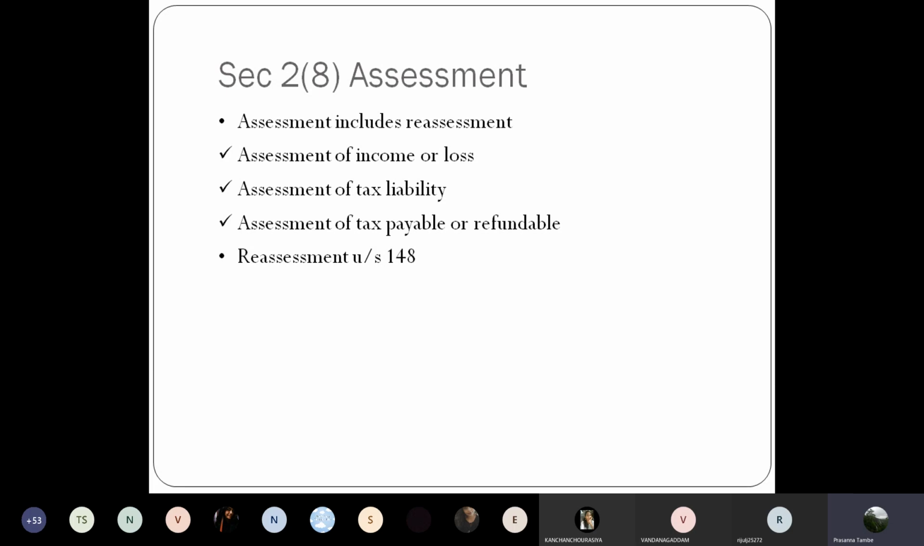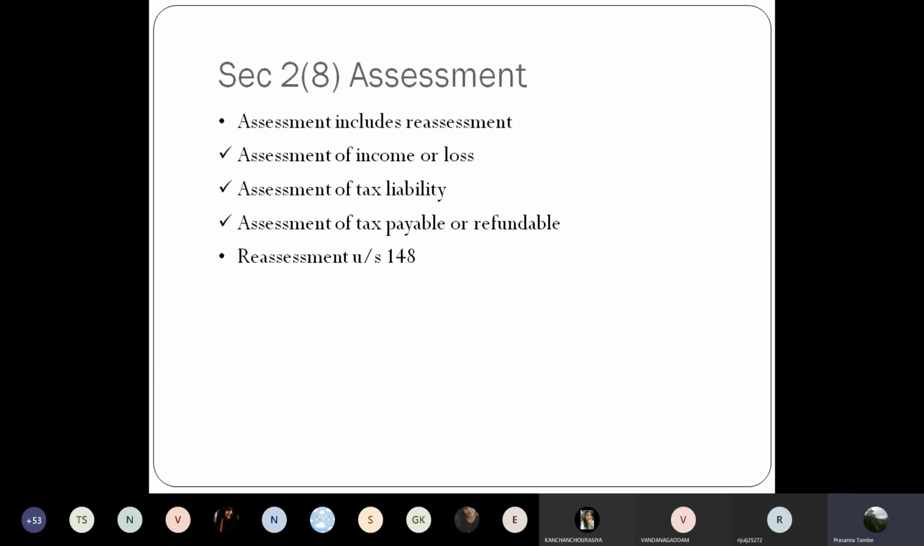And then it says assessment includes reassessment. Reassessment is done under section 148. Now, sometimes there are some taxpayers who may not be honest, who may try to conceal some income, who may try to evade tax liabilities. And later on, the income tax department comes to know about such evasion of tax or concealed income, etc. So what is the recourse to them? They can go to section 148 and open up the earlier assessment and do a reassessment. It will be re-verification of income, re-verification of tax liability, and re-verification of tax payable or refundable. Same process, but this is a sort of re-verification.